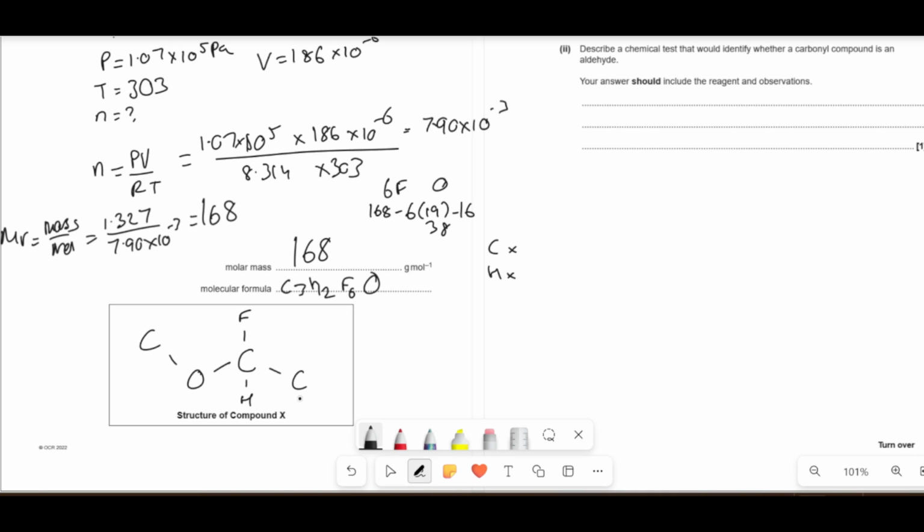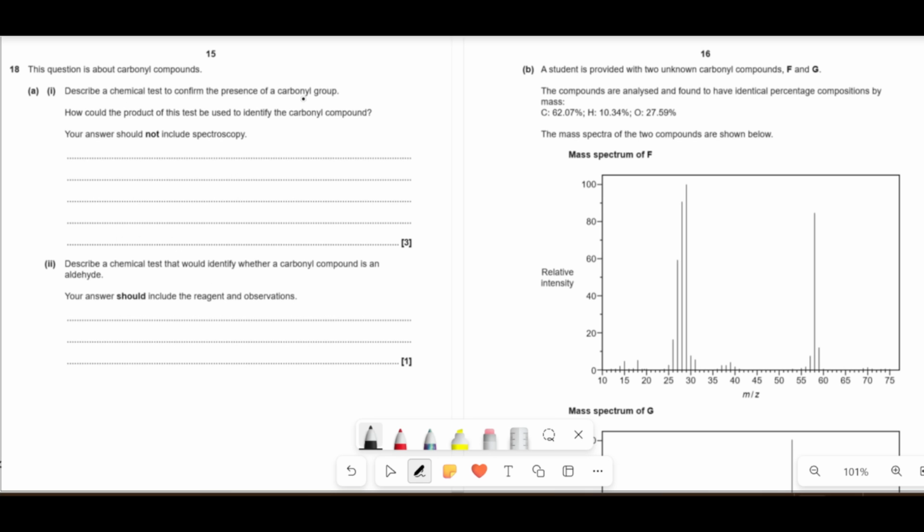If I were to put a hydrogen there, and then an F and F, if I put an F here, and then an F there, and then an F there, that's 1, 2, 3, 4, and then 1, 2, 3, 4, 5, 6, 1, 2, 3, 4, 5, 6, and we've got 1 hydrogen left there, and that should give us a chiral carbon, because that's got 1, yeah, that's a chiral carbon there. There you go, done. So this question's about carbonyl compounds.